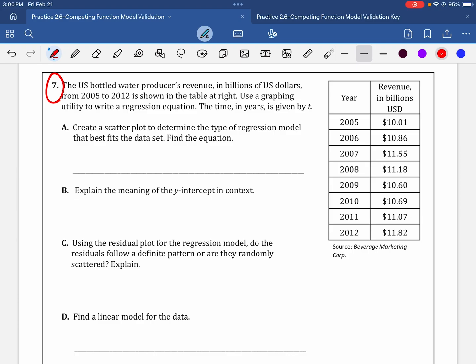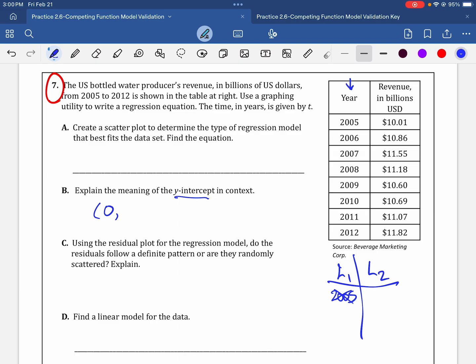This one is interesting because it doesn't tell you if you need to change your x values. If you were to use the actual numbers in the table when you do L1, L2, you don't want to use those numbers. You don't want to use 2005 and so on, because part B says explain the meaning of the y-intercept. And the y-intercept is when your x values are 0. So if you put in the numbers 2005, 6, 7, 8, etc., the y-intercept would be in the year 0, literally the year 0. That wouldn't make sense. Your y-intercept would be some crazy number. So you want to change it.